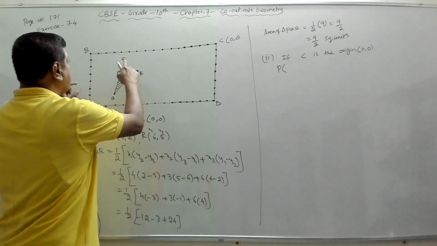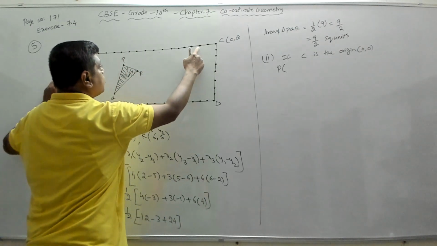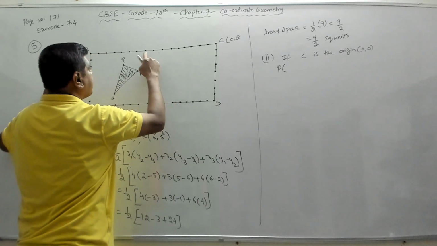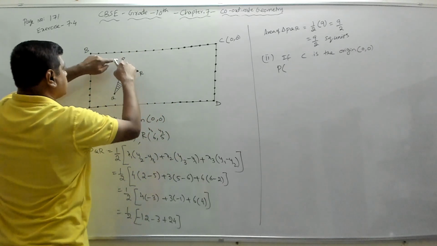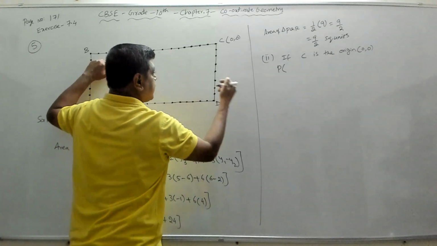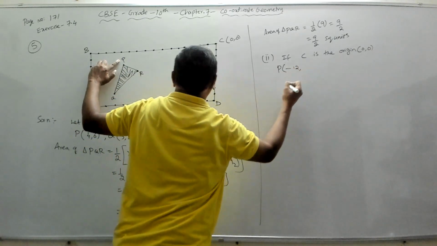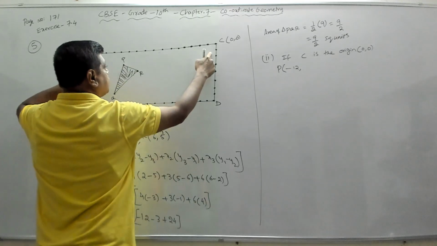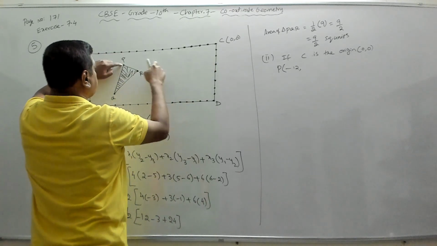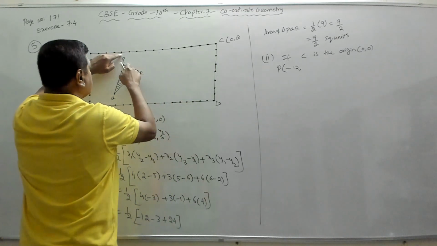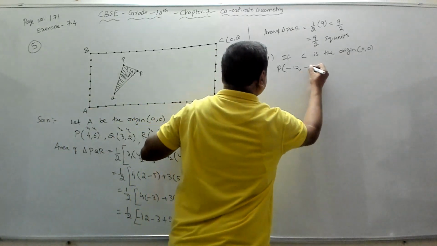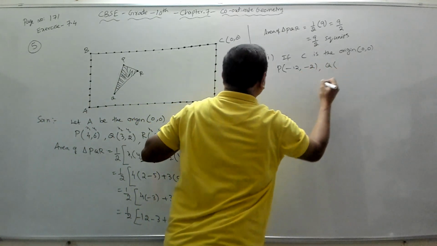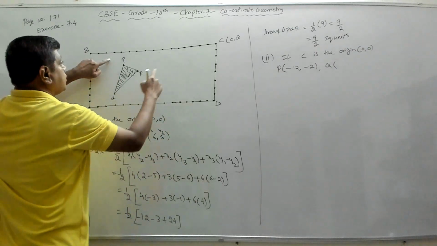Now let's calculate the coordinates of P. P will be 1, 2, 3, 4, 5, 6, 7, 8, 9, 10, 11, 12, so 12 on the negative side of the x-axis, and this point is 1, 2. Both are negative. So minus 12, comma, minus 2. That is your P.